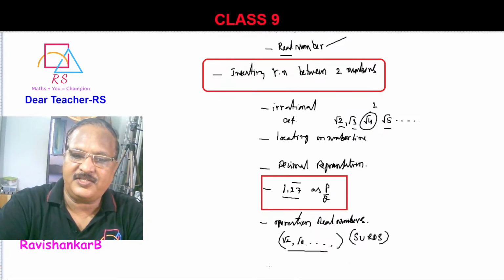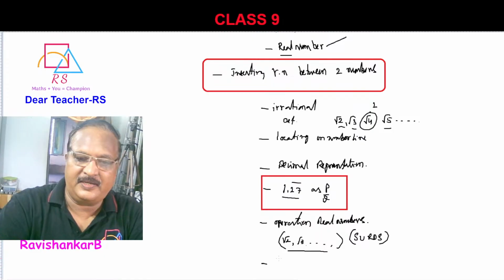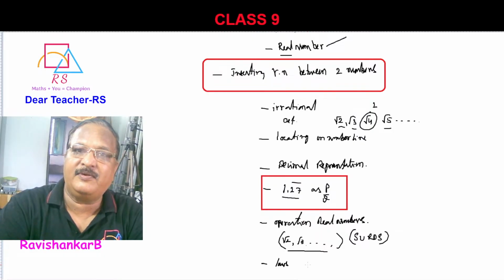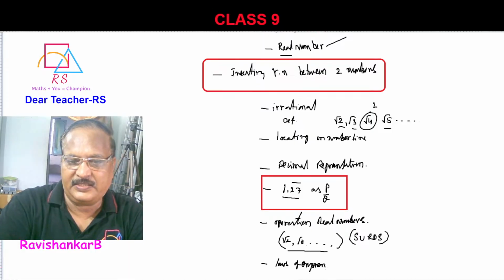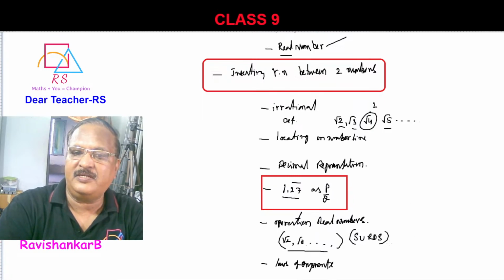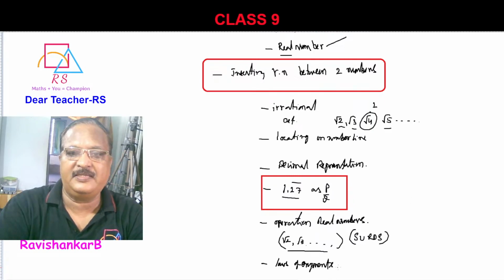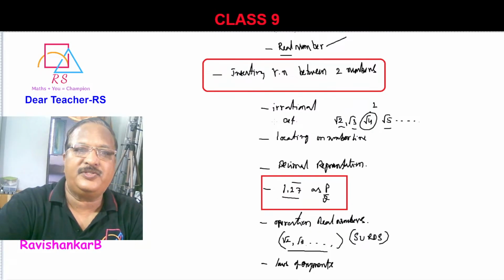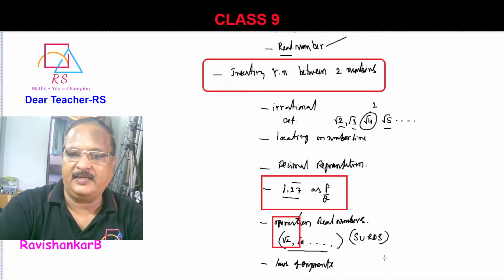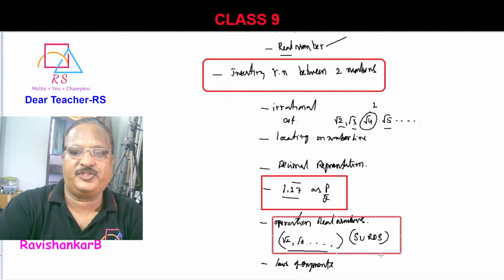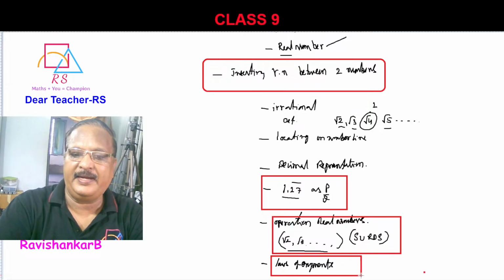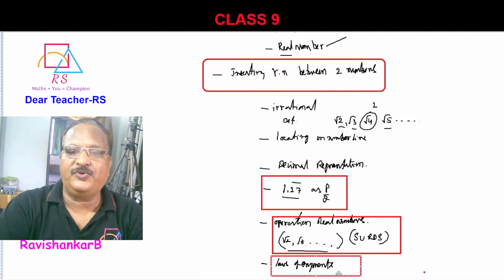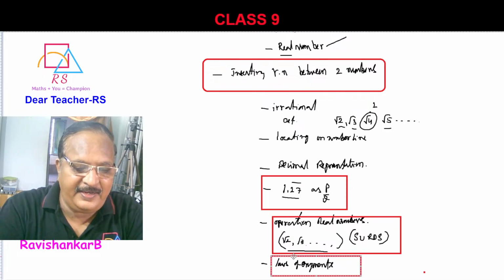And the last concept is laws of exponents. You have been studying this right from class 7. It is one of the easiest concepts in the chapter, laws of exponents. In this also you may get a question, a 4 marks question, a big question. So these 4 red color symbols are very, very important.